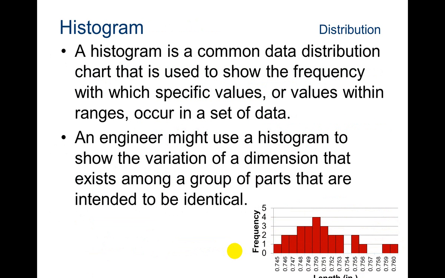You have probably seen a histogram in your math classes, and probably even some of your science classes you've been asked to create one. A histogram is a common chart that's used to show the frequency with which specific values or values within ranges can occur. An engineer might use a histogram to show the variation of a dimension that exists among a group of parts that are intended to be identical.